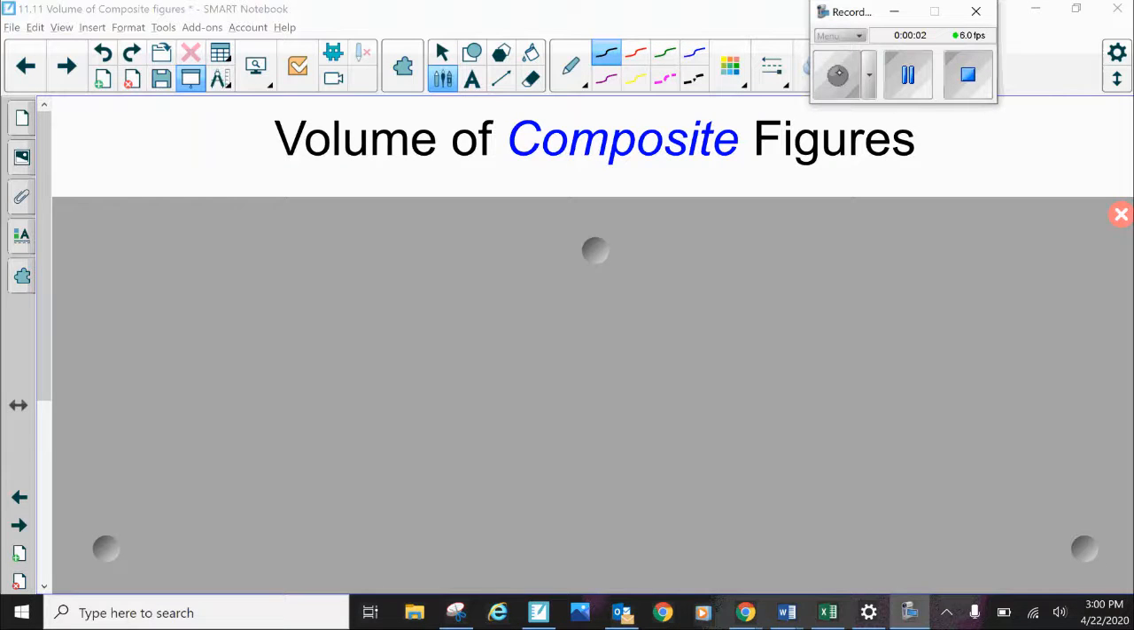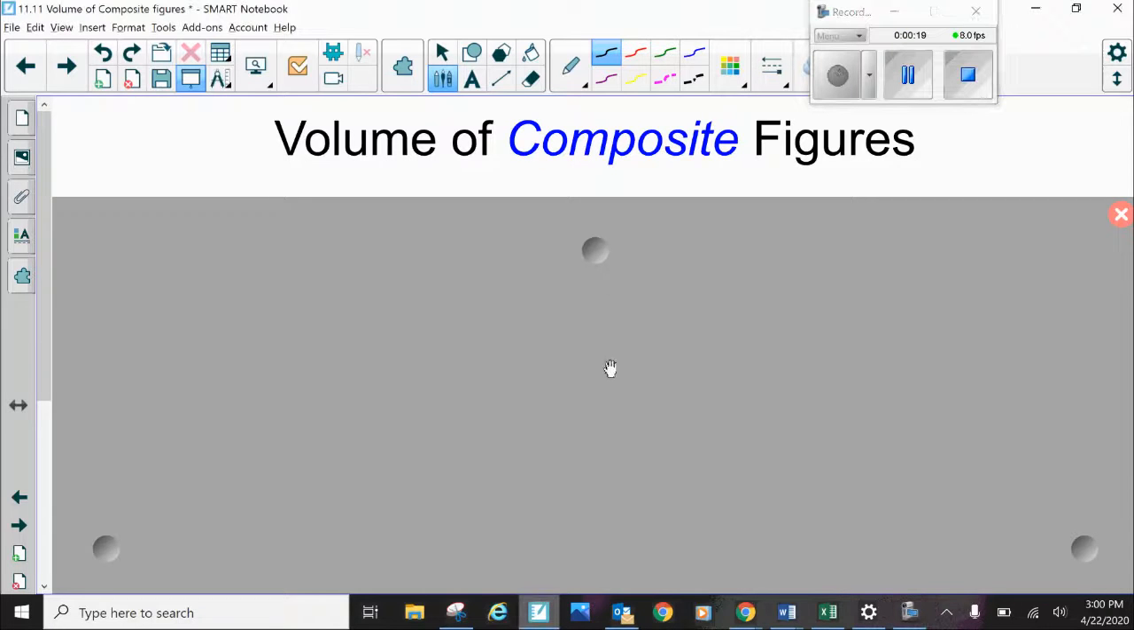Today we're going to be talking about the volume of composite figures. Well, what do I mean by composite figures? A composite figure we'll talk about in a minute. But because we're finding volume, I want to review our formula for finding the volume of a rectangular prism, because that's very closely related to what we're going to be doing today.